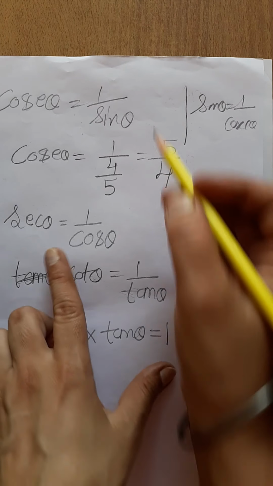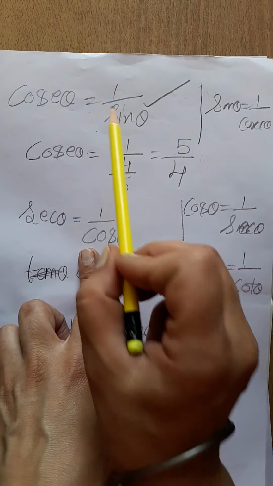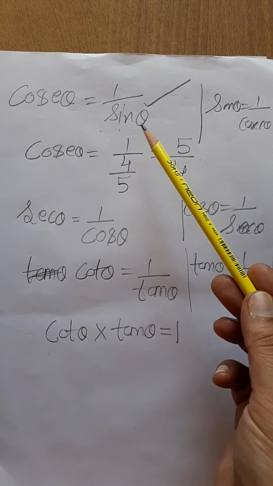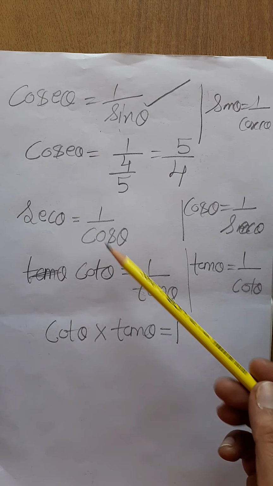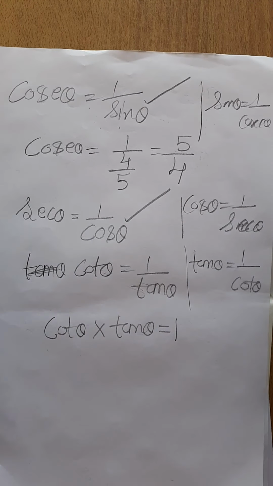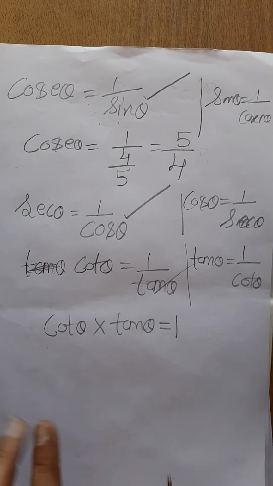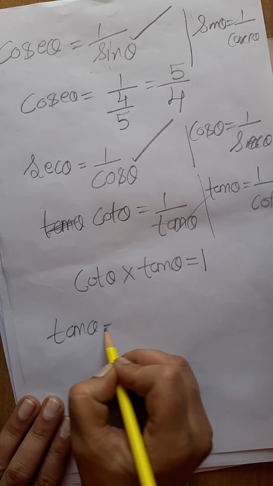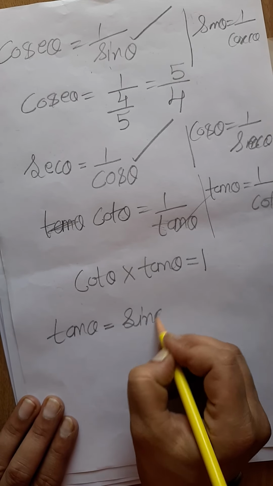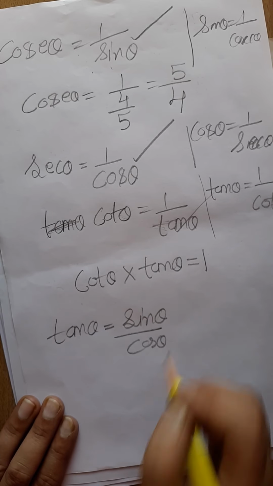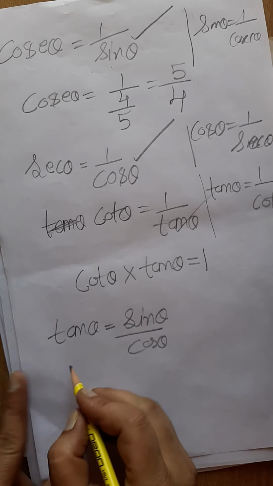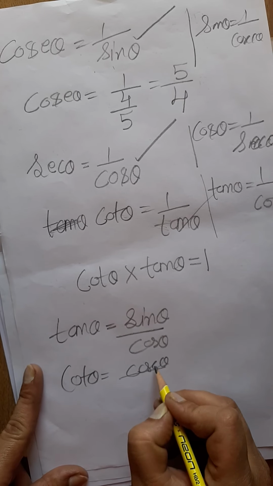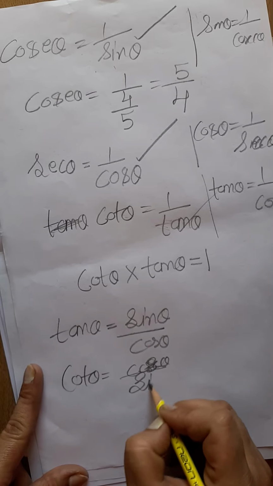Okay, so we get our first three formulas. This is our first formula of trigonometry, because cosecant theta is the reciprocal of sine, and secant is the reciprocal of cos, and cot is the reciprocal of tan. And another formula is that tan theta is equal to sine upon cos. It is also an identity. And cot theta, you can reciprocate it, cos theta upon sine theta.